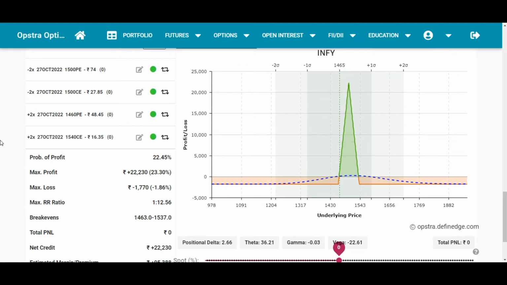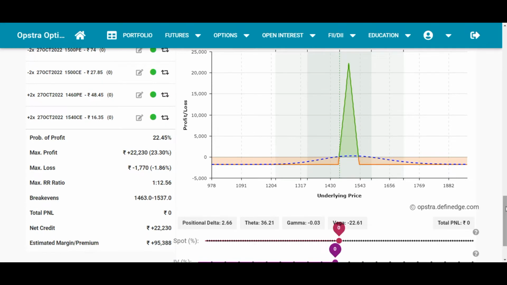So considering that if you are able to implement this strategy with the same premium prices, then I'll be showing you what will be the probability of profit, risk to the max profit, max loss, or risk to reward ratio. So here we can see that it is showing at 22.45% the probability of profit, and the max profit you can expect from this strategy, which is at the two lots, will be 22,230 rupees.